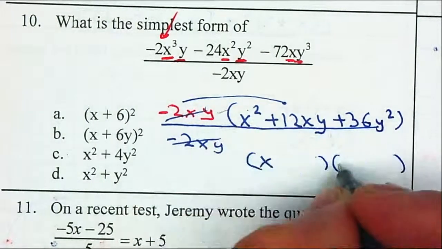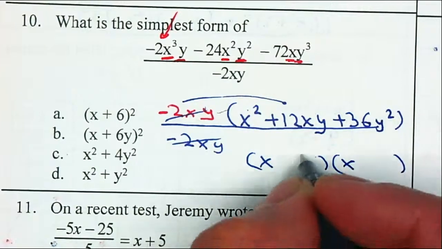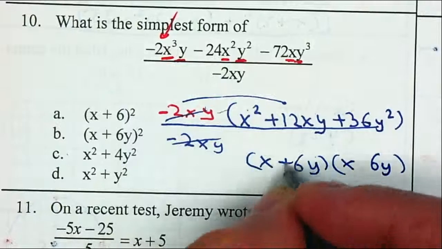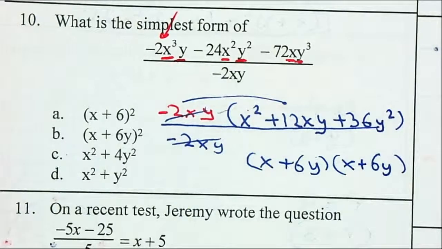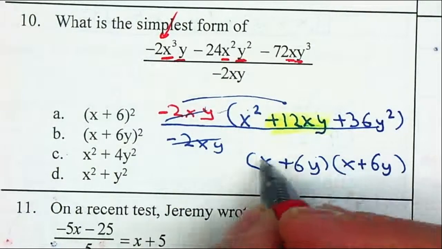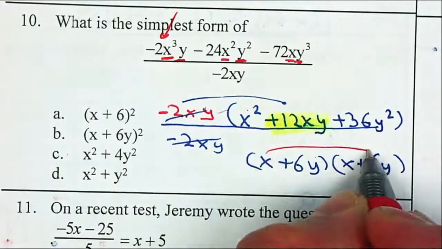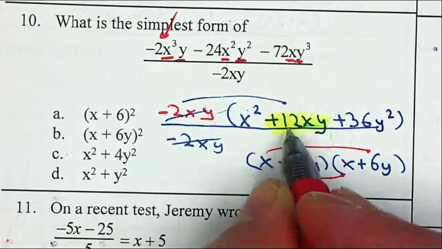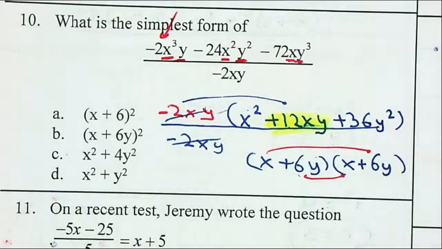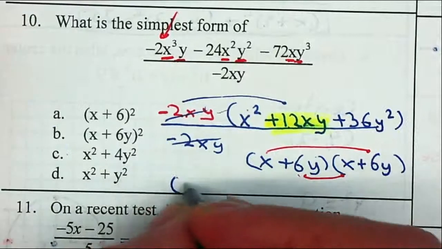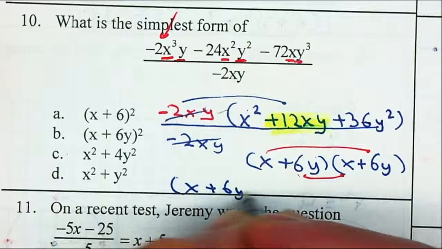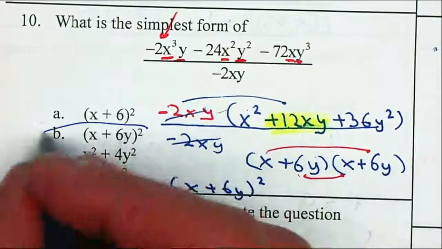Factors of x squared will give me x and x. Factors of 36y squared will be 6y and 6y. And they both should be positive because they need to add up to a positive 12xy. So if you multiply, that gives you x squared minus 6xy and minus 6xy gives you 12xy, and then plus 36y squared. Now because they're exactly the same, I'm going to rewrite it as (x plus 6y) squared. So your answer will be letter B.